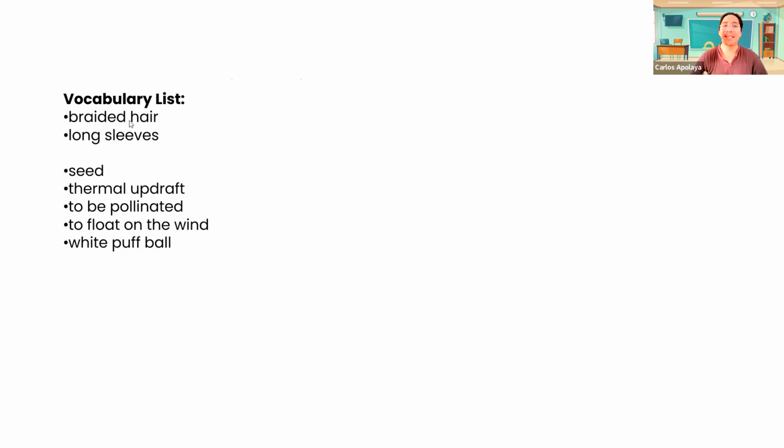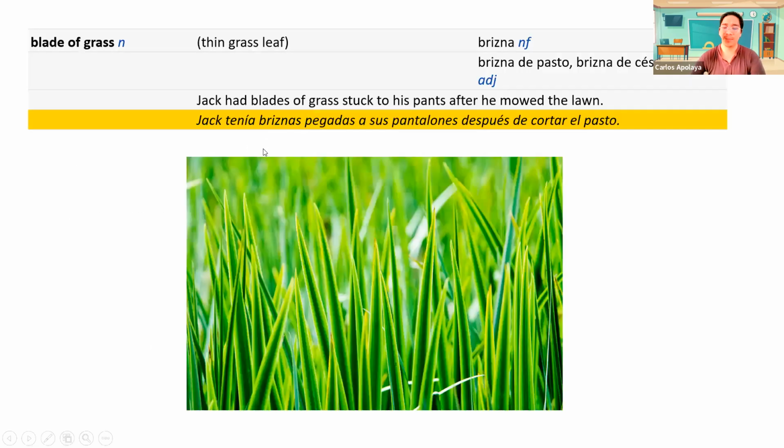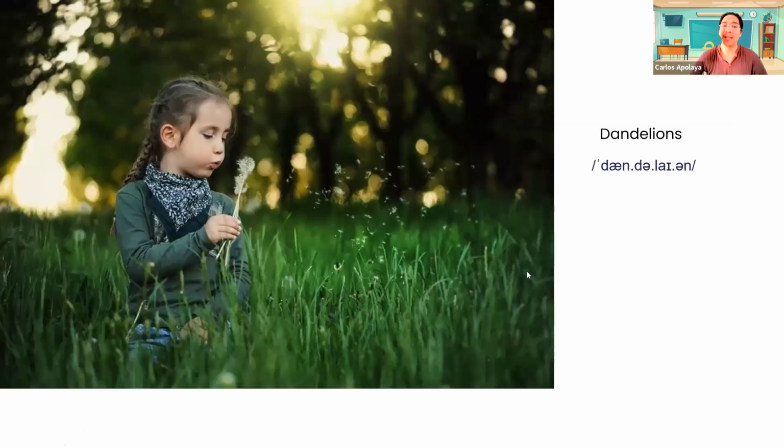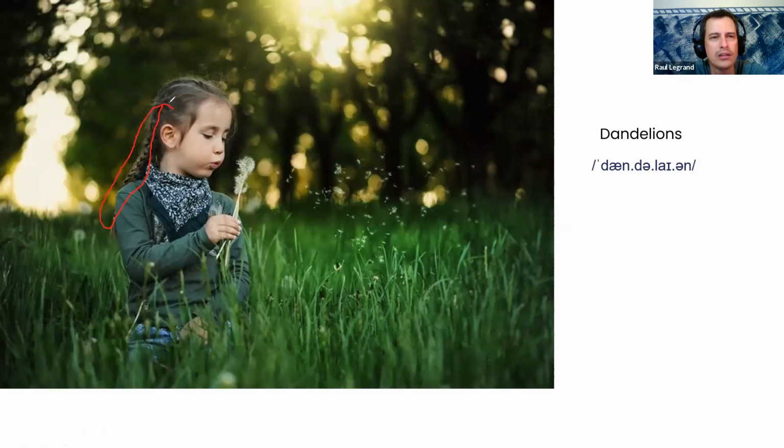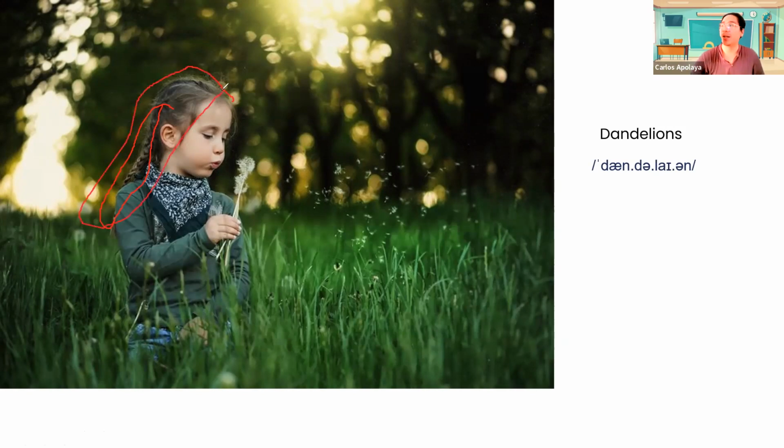So now let's practice on words. We have a braided hair. What is a braided hair? In English, this is a braid. What is a braid? I don't know in Spanish, but for me, this is a braid. For example, she may have two braids, right? And because she has braids, she has a braided hair.